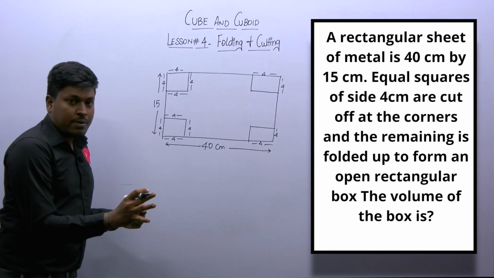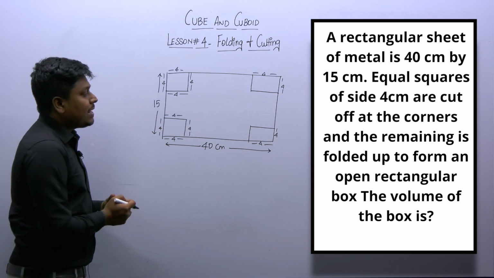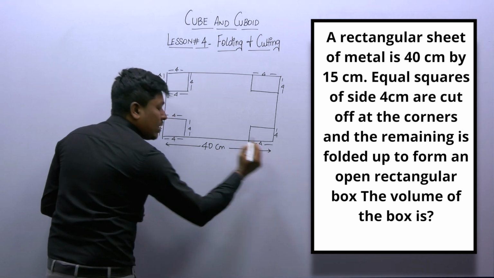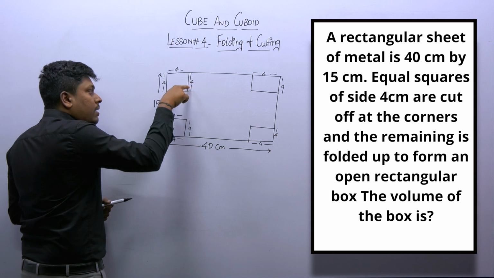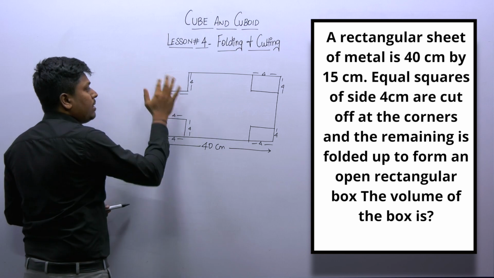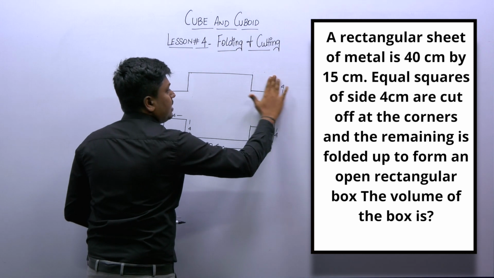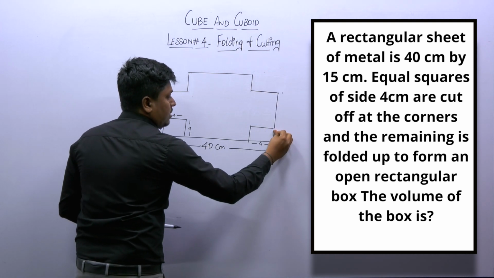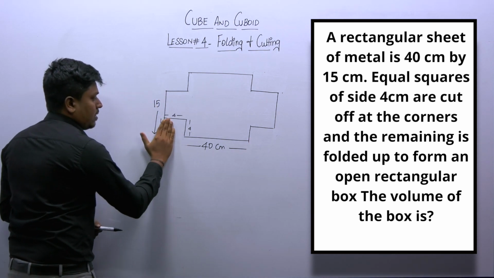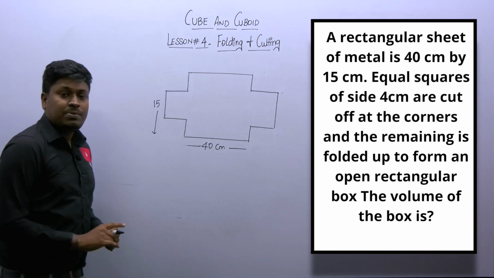So after cutting off, the remaining parts are folded up to form a rectangular box. So our target is to find the volume of the rectangular box. Just see here, already we know that the length of the sheet is 40 cm. Now they are saying the corner part of 4 cm is cut off. So in this area, the box will look like this, yes or no? See, 4 cm cut off. Similarly, every corner they have cut at 4 cm. Understood or not? Yes. So now the box will look like this.